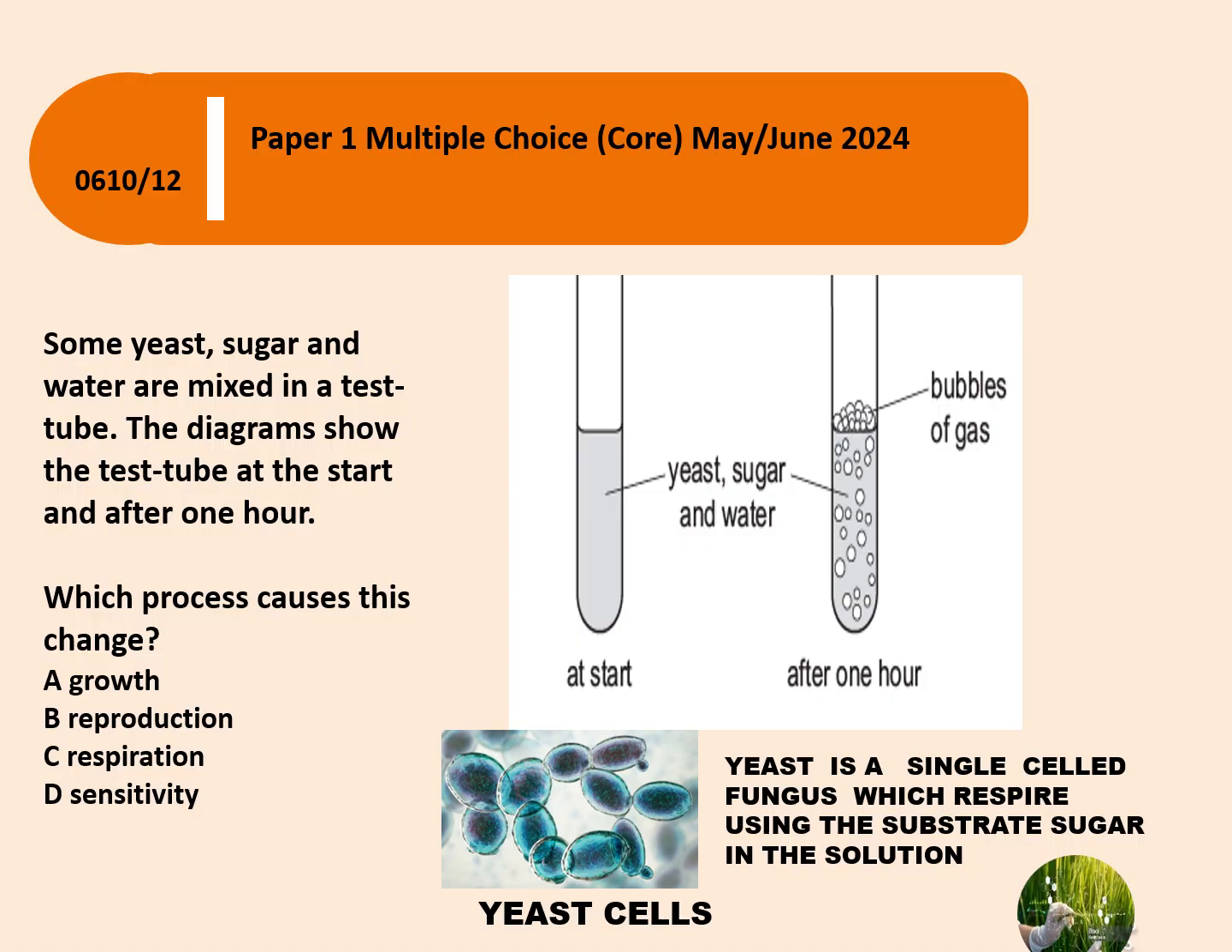air bubbles, while after 1 hour you can see bubbles of gas. So what has happened is the yeast cells have undergone respiration. Now they are individual cells. It's a unicellular organism. So it respires and the carbon dioxide is released to the substrate, that is the sugar water solution. So air bubbles are seen in this tube after 1 hour due to respiration. So the answer is C, respiration.